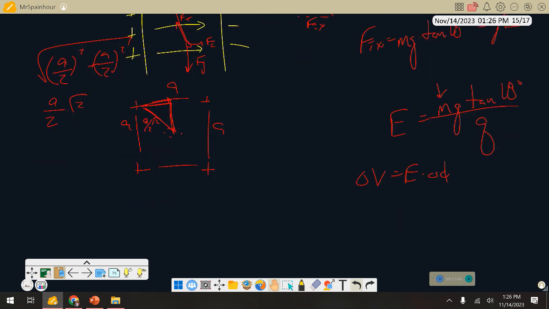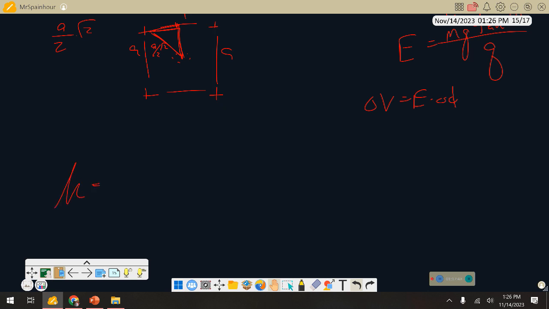Individual potential is K times the charge over that distance, A times square root of 2 over 2. But there's 4 of them, so literally just take that times 4. I did that, but I think I messed up the square root of 2 somewhere. When you do this, simplify the fraction on the bottom. I think it's going to end up as K times Q times 8 over square root of 2 A, if I'm not mistaken. Okay, we can look at that again tomorrow if necessary.